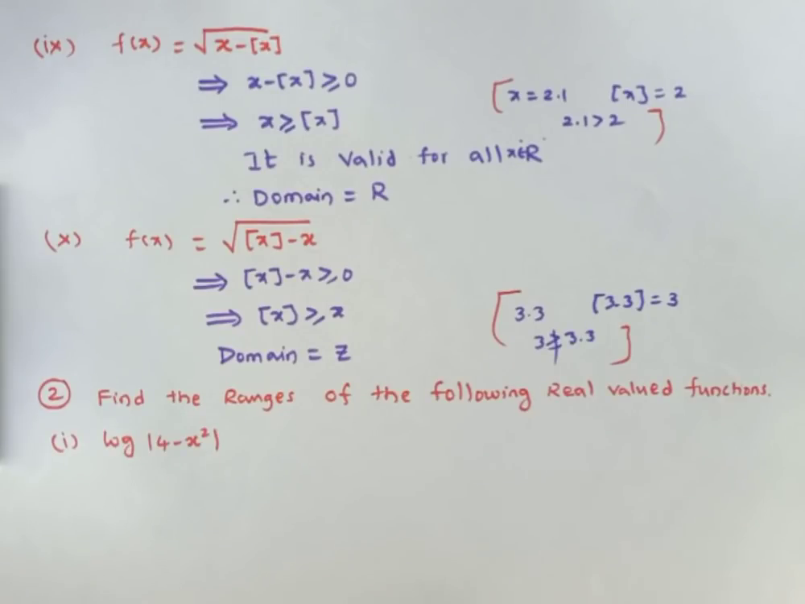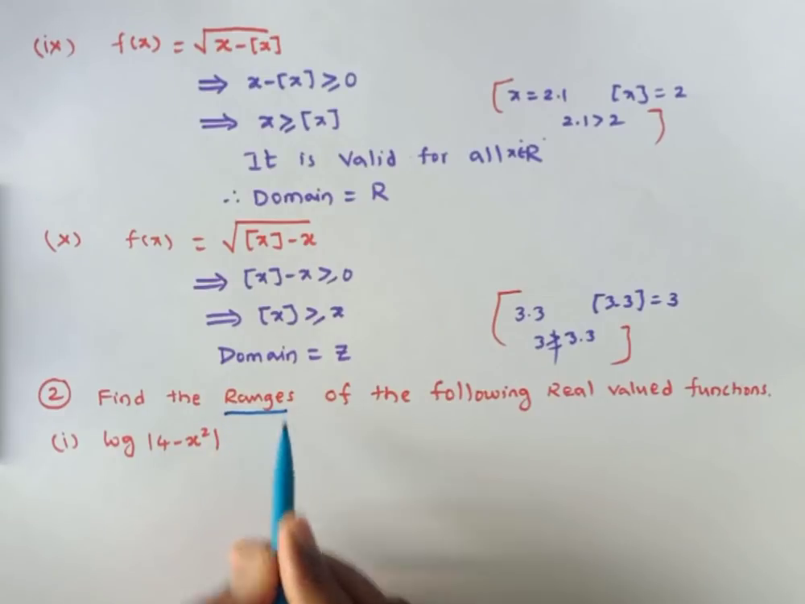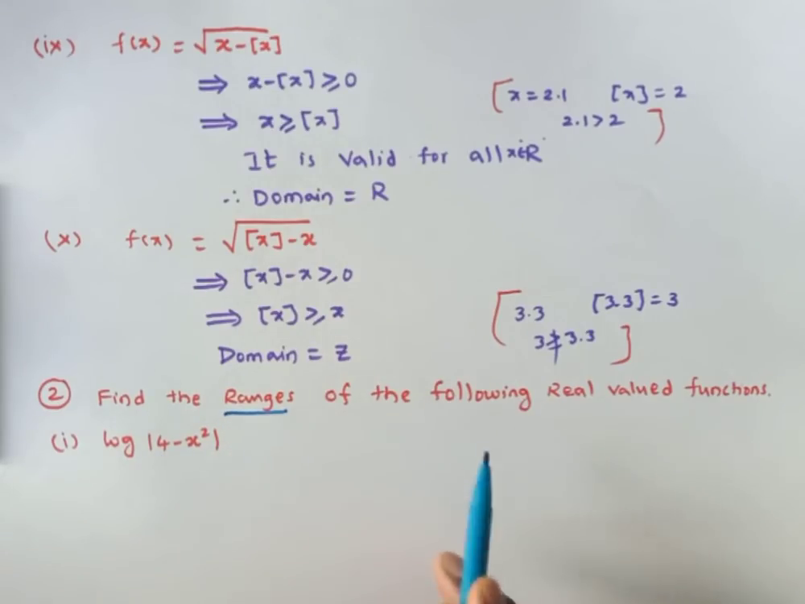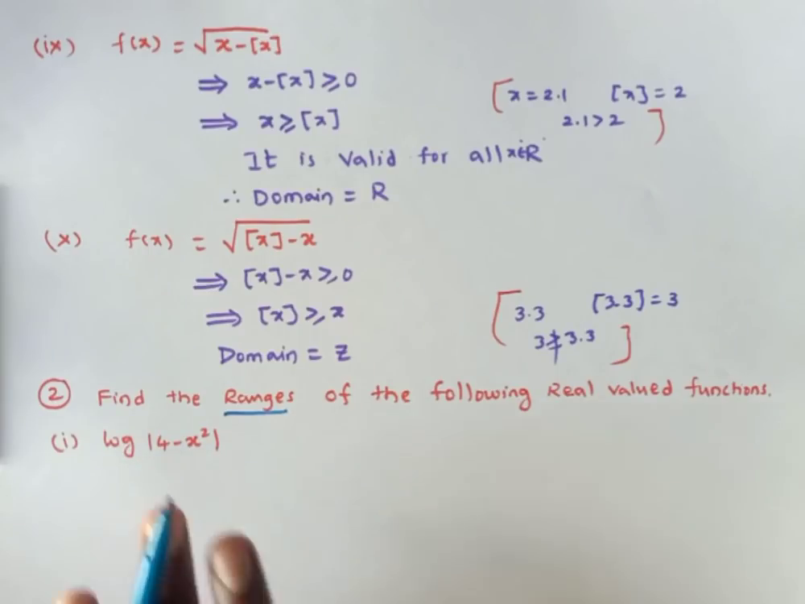So next, the second part is regarding finding the range. Find the ranges of the following real valued functions. Here the range means the output, right? To know the output, we first need to know the input values. So compulsorily we need to find the input values for the given function, and then automatically we can guess the output. First, we have logarithm of 4 minus x square. Try to find the input values, that is, the domain of this function. Log of this is not in the denominator, so this is simply of the form log of f of x.